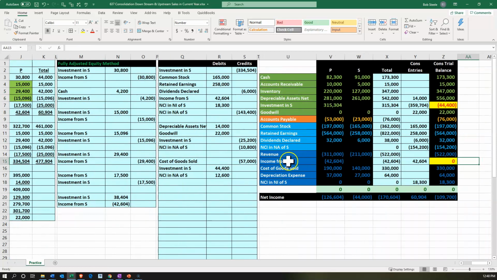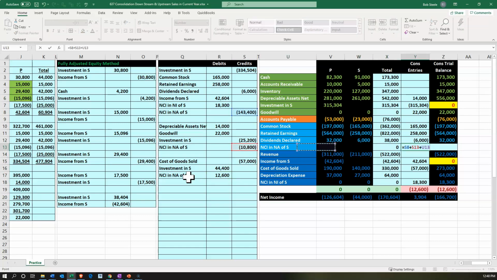So I'm going to say, all right, cost of goods sold is here. Let's go on over to the cost of goods sold and record that. Then we've got the investment. That's going to be up top. Let's record the investment. I'm going to say F2 plus F2. Record the investment. And then we've got the non-controlling interest. So I'm going to say F2 plus F2 for the non-controlling interest. So there we have that.